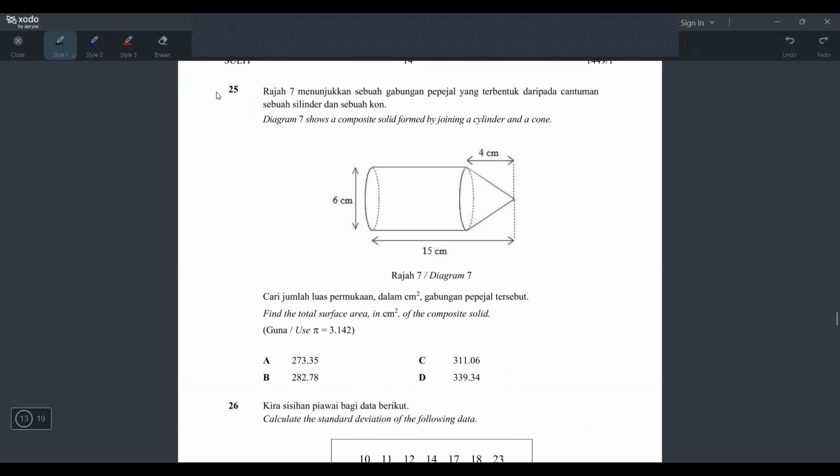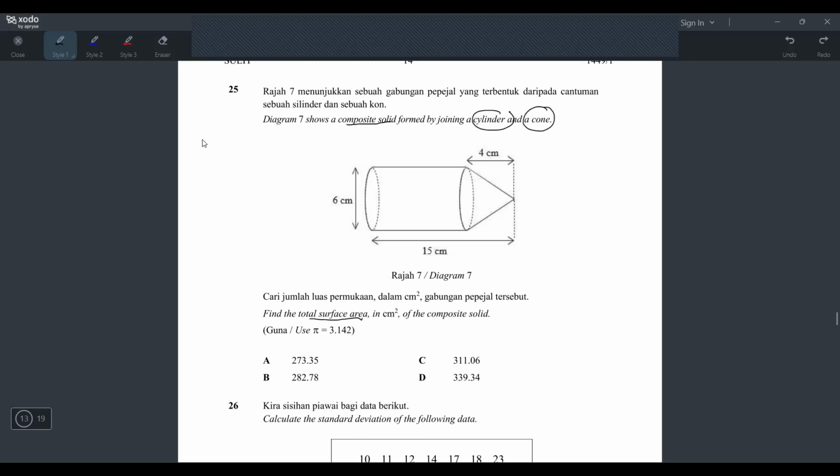Okay, next question. 25. Diagram 7 shows a composite solid formed by joining a cylinder and a cone. Find the total surface area in cm squared of the composite solid. To find the surface area, you have to skip this surface. You cannot find this surface because it is covered. The areas that are covered we don't calculate. We only find the surface area for the outside.